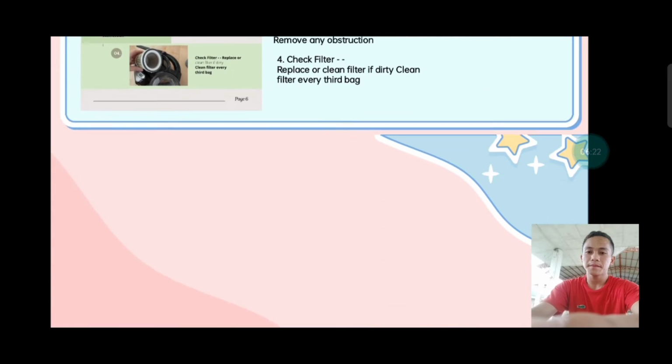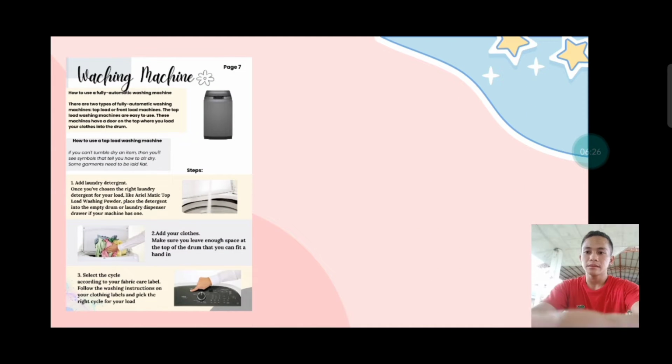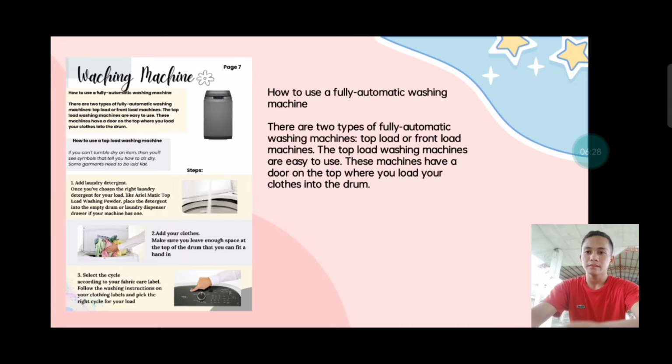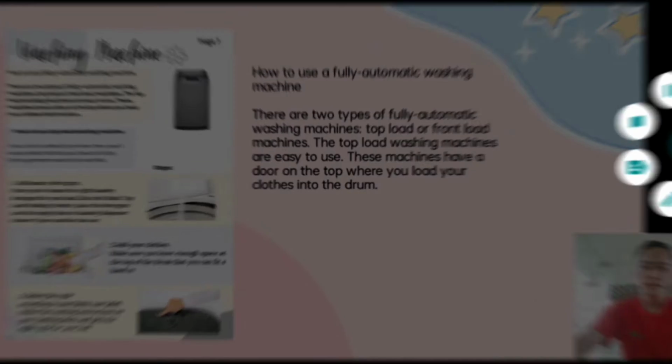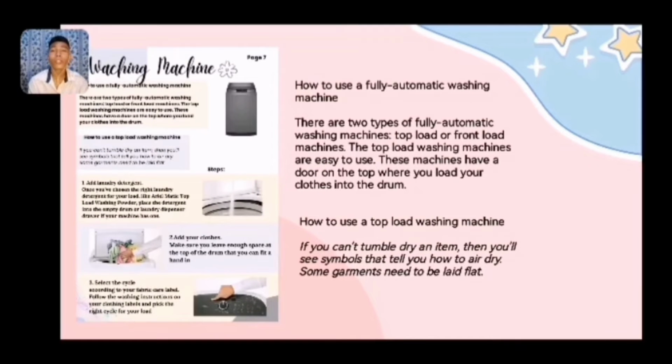So that would be all for my topic. How to use washing machine. How to use a fully automatic washing machine and semi-automatic washing machines. There are two types of fully automatic washing machines, which are the top load and the front load washing machines.